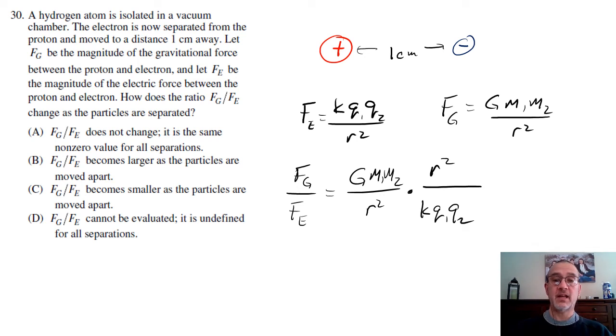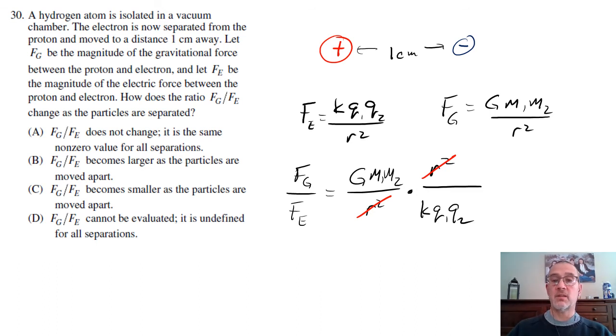So if we're dividing the force gravity by the force electric, well, the force gravity is G M1 M2 over R squared. If we're dividing by a fraction, we can flip the fraction and multiply, so we get R squared over K Q1 Q2. Now you should notice that R squared is going to completely cancel out. That means the ratio is going to be G M1 M2 divided by K Q1 Q2.